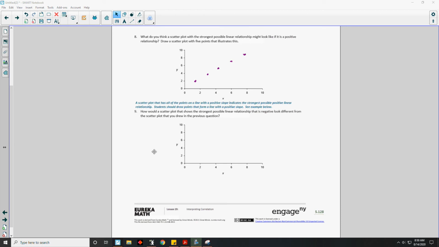Okay, before I go any further though, let's go back to 8, and we should say something about the plot rather than just showing a plot. A scatter plot that has all the points on a line with a positive slope indicates the strongest positive linear relationship. So students should draw points that form a line with a positive slope. So there it is right there.